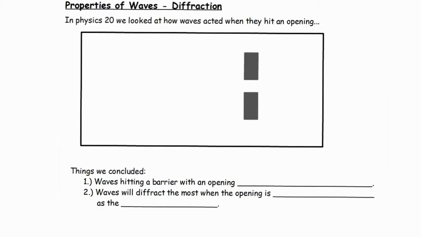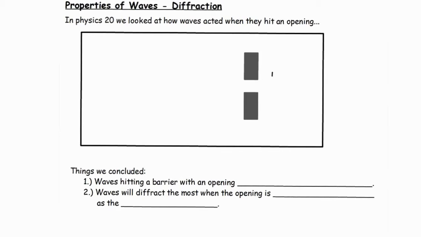Hey, so welcome to another week of Physics 30. This week we are going to look at diffraction, which is the last week in light's waviness. After this week, we're going to look at some particle properties of light. But in Physics 20, we looked at how waves act when they strike an opening.